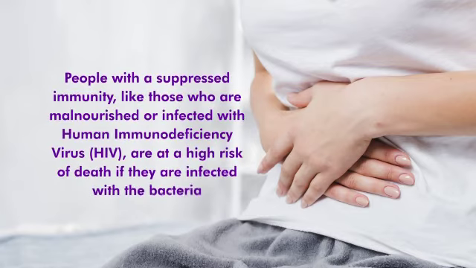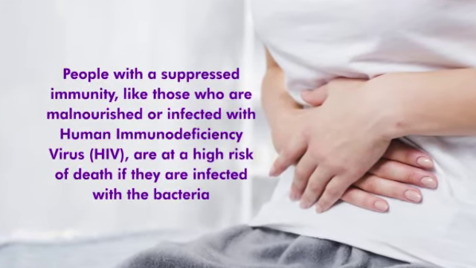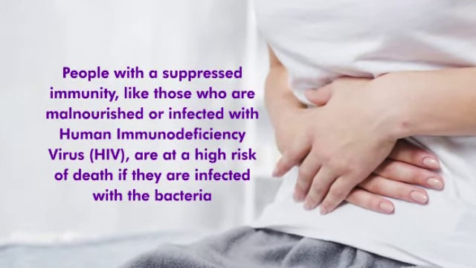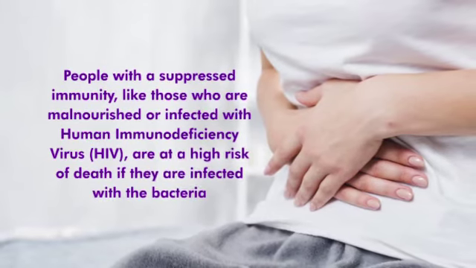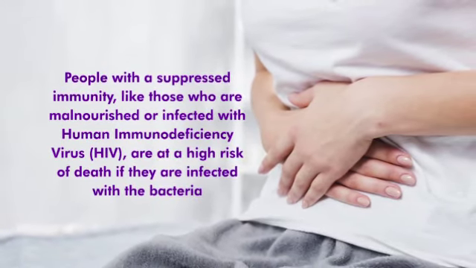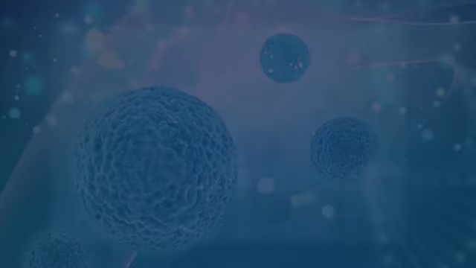It possesses a mortality rate that is alarmingly high among the waterborne diseases. People with suppressed immunity, like those who are malnourished or infected with human immunodeficiency virus, are at high risk of death if they are infected with the bacterium named Vibrio cholerae. So here in the picture, this is a picture of the bacteria.